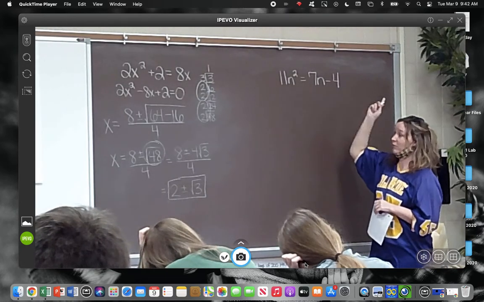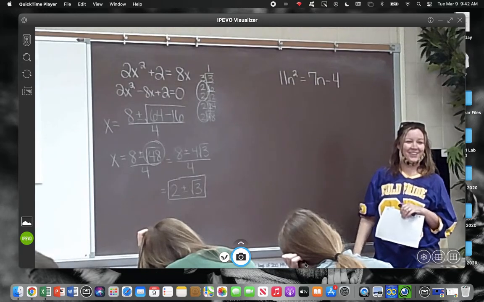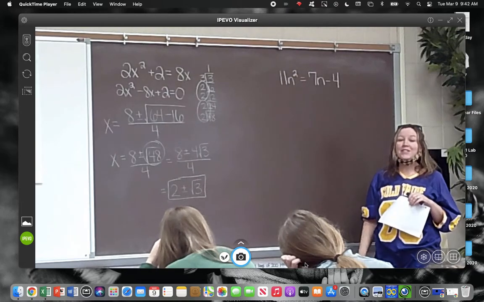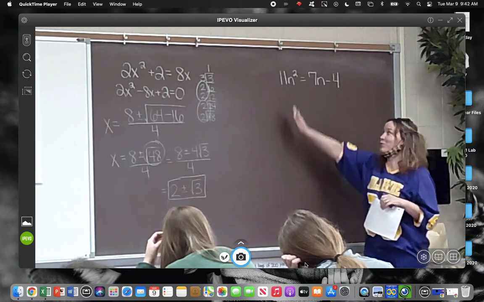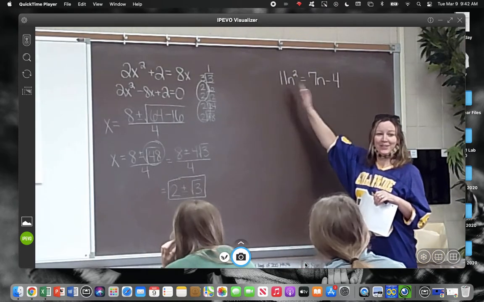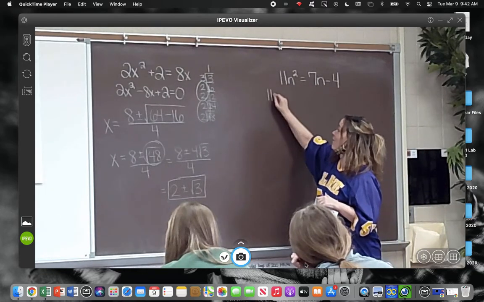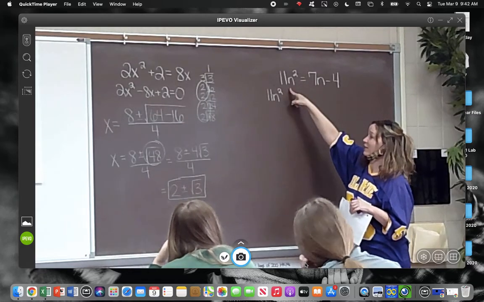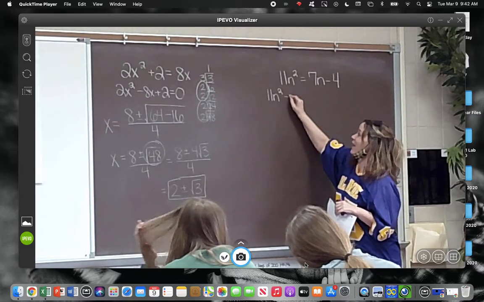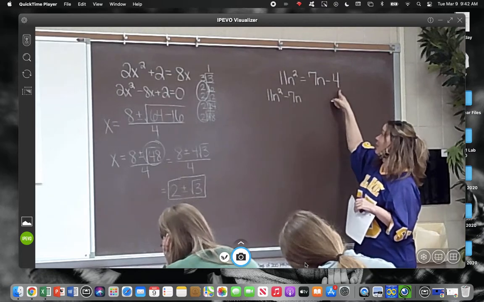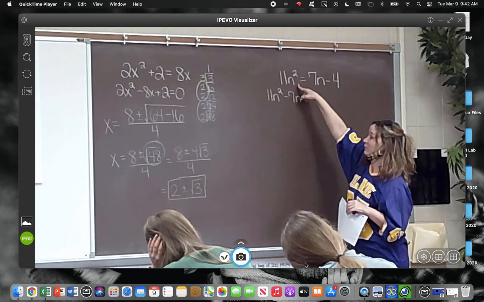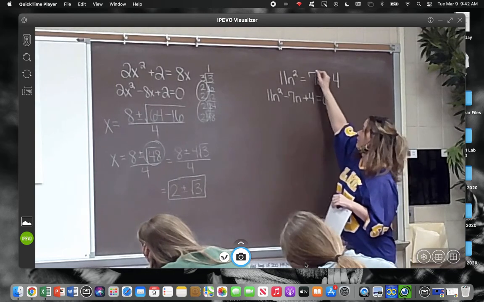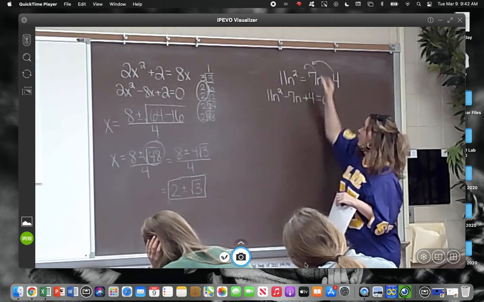What did you say, Mallory? You're going to say this is just a personal preference. I like my square term to stay positive. So if I have this 11n squared, what's going to happen to a 7n if I subtract it over? Negative. It'll be a negative 7n. And what happens to a negative 4 if I add it over? So if I move them over, they're going to switch signs.